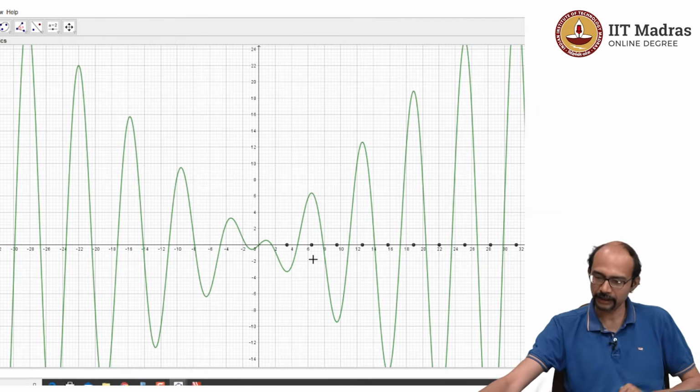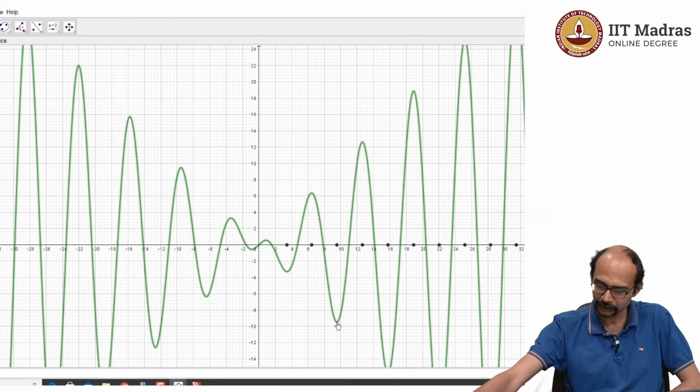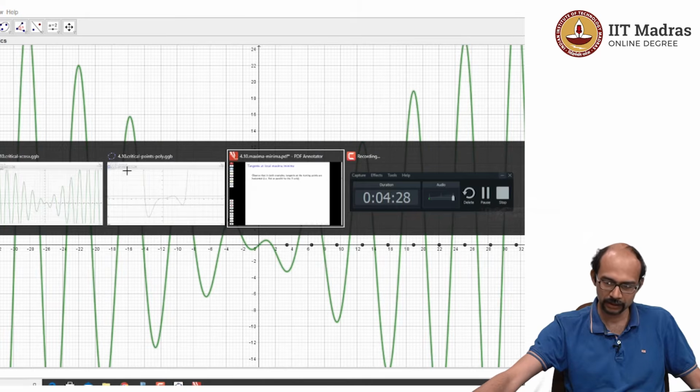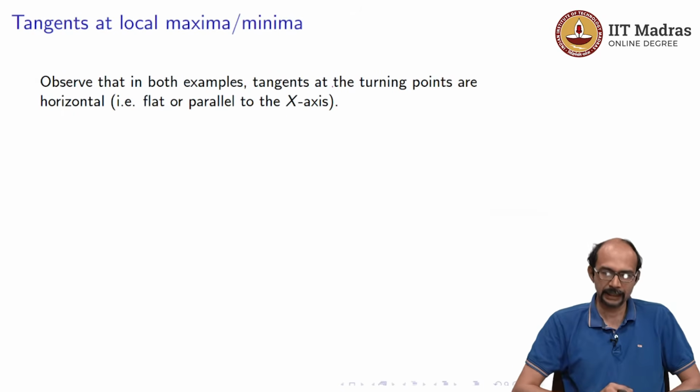Let us look at the other picture. It is clear that if you draw the tangent at this point, or this point here, or this point here, at all these points they are going to be horizontal. So, I think at least the picture is very clear and unambiguous in telling us that at turning points the tangents are horizontal.